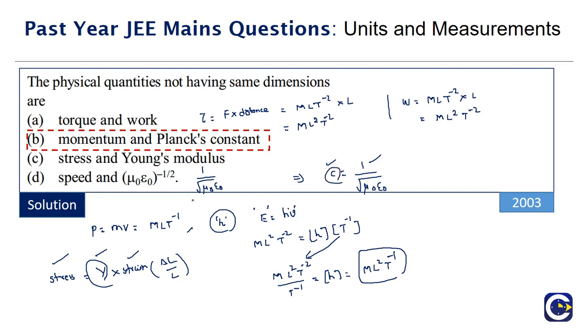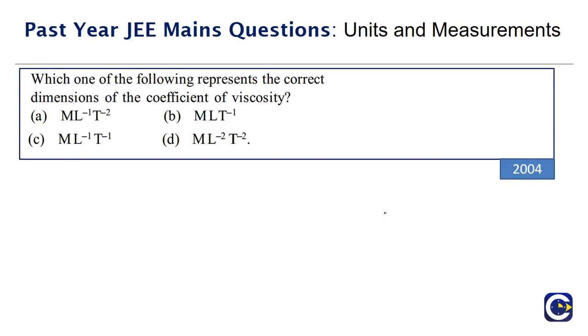So option D, physical quantity speed and 1 by root mu naught into epsilon naught, these two also will have the same dimensions. So option B, momentum and Planck's constant, they have different dimensions. And maybe you might want to check at a later point of time that the angular momentum and Planck's constant would have the same dimensions. So we'll move on to the next question.